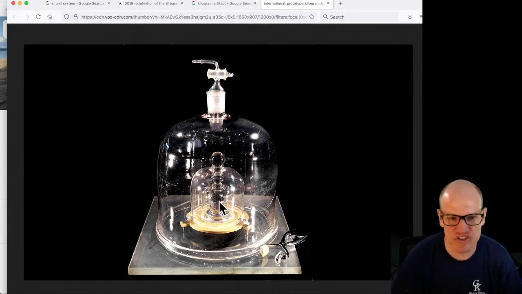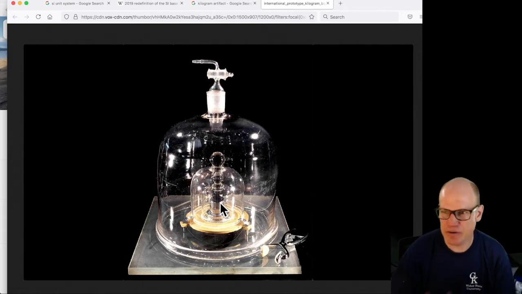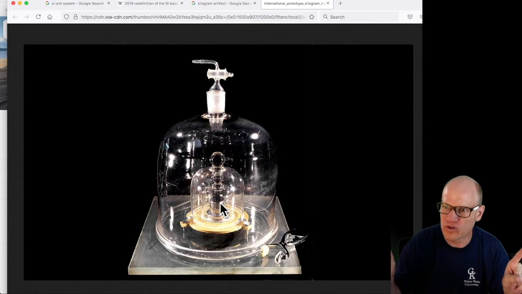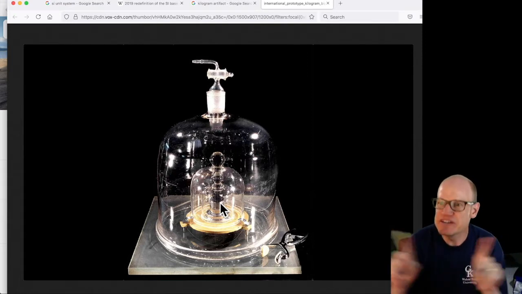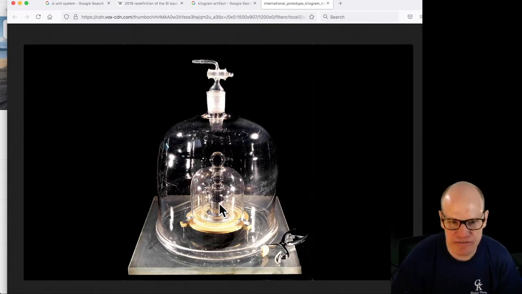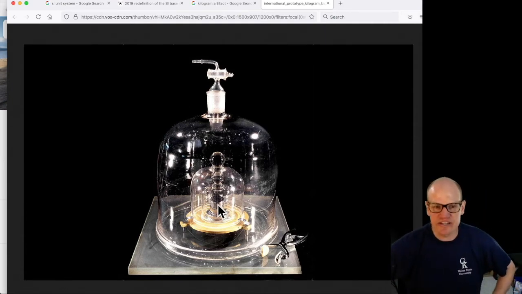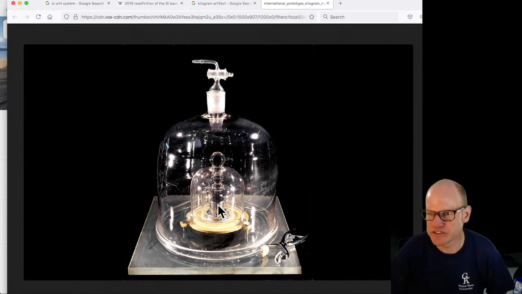So if someone were to sneeze on this kilogram, that would change the mass of the kilogram, which means that all the rest of the kilograms in the whole world were wrong, immediately became wrong. So this was the definition of the kilogram, and there were copies made of this thing that were sent around to all of the different nations so that they could have a standard by which to measure their kilogram.